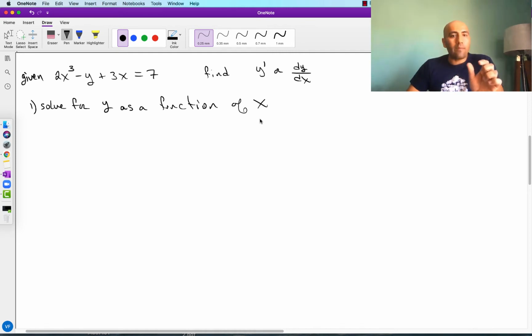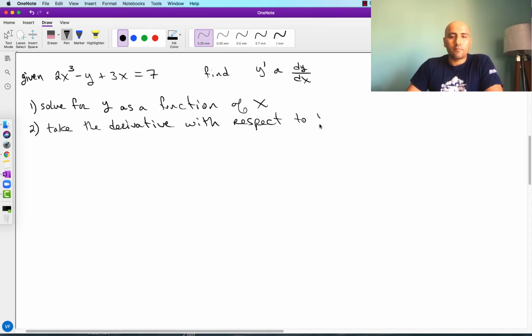In other words, get the y by itself on one side, and on the other side, all the x's. Thus, x is the independent variable, and y is the dependent variable. This one's very easy to do. Once we've done that, we'll take the derivative with respect to x. Let's apply those two steps here. Step one, let's solve for y.